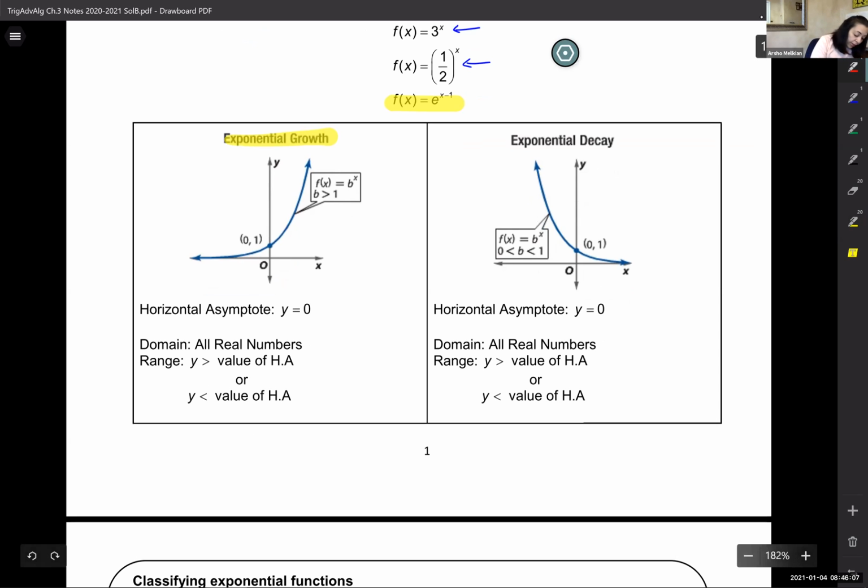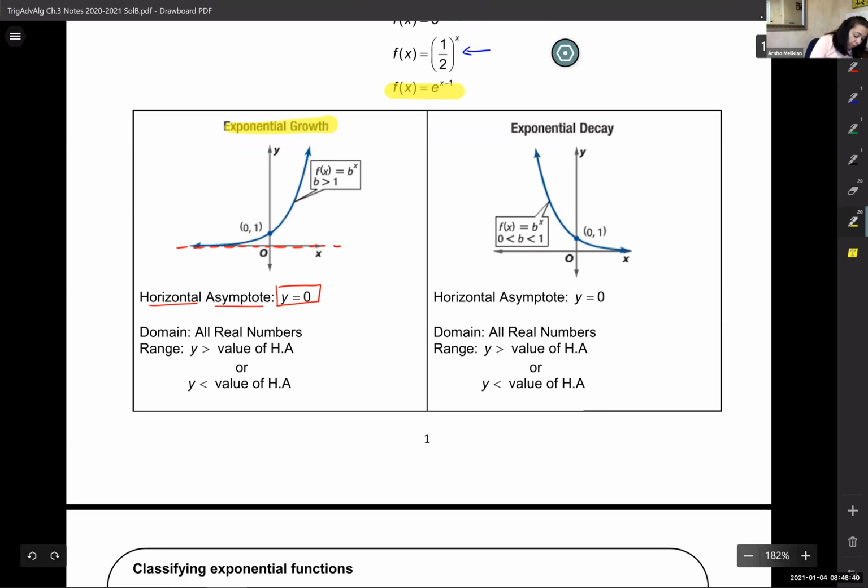The most important characteristic is that there is a horizontal asymptote. You guys remember tangents and secants and cosecants had asymptotes. A tangent that we did had a vertical asymptote. This one has a horizontal asymptote, and the default is y equals 0. So that's one of the things you're always going to be asked: what is the horizontal asymptote for your function? Okay.